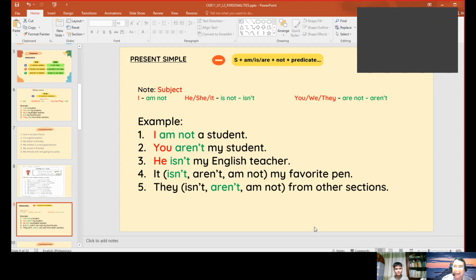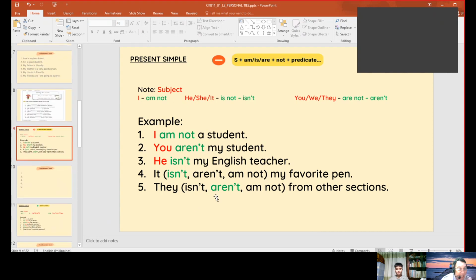So why is it aren't? Because Maria and Anna are plural subjects. Anna and Maria is more than one person. So therefore, we have to use are. Okay, negative, aren't or are not. Very good.